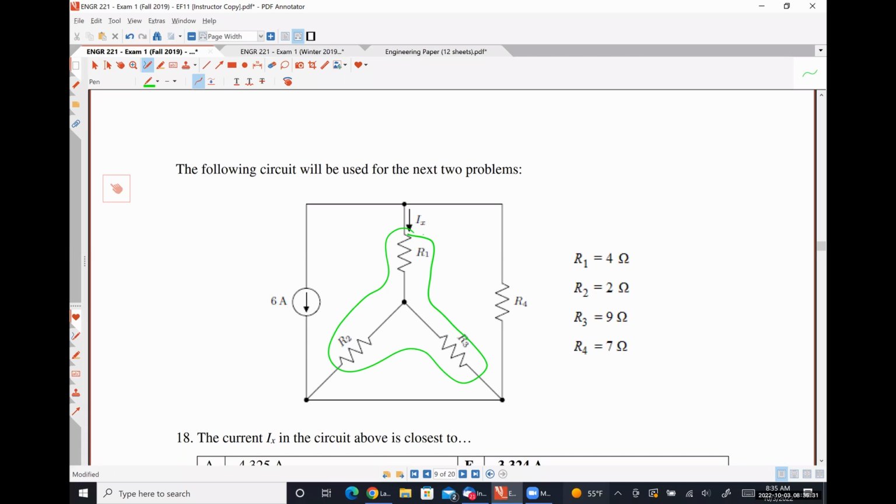So let's call this thing right here REQ, and that's going to be R1 plus R2 in parallel with R3, right? So for R numbers, that's going to be 4, and then R2 in parallel with R3, so that's going to be 2 times 9, 18 over 11. So 44 plus 18 is 62. Tell me if my mental math is wrong there, please.